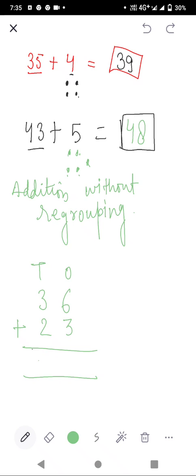We always start adding from the ones place. Ones place digits: 6 plus 3 is 9. Here we are getting only a one digit number, so we have no need to put a carryover. So 6 plus 3 is 9, 3 plus 2 is 5. So in this question there is no need to regroup.